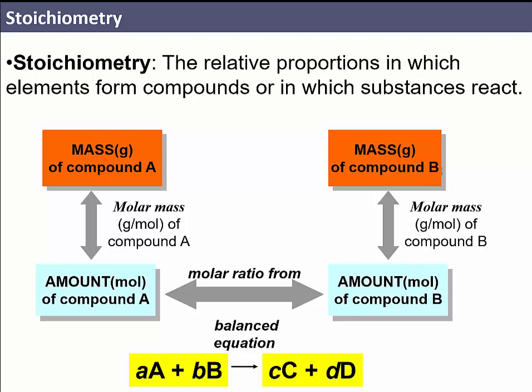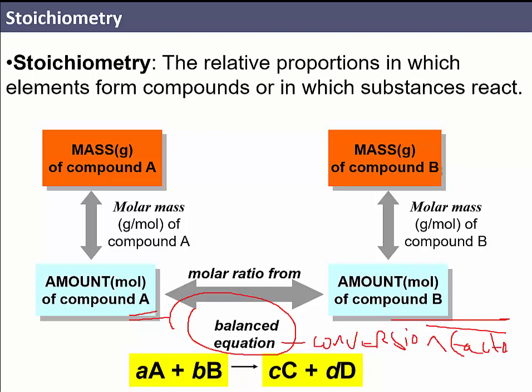So we've got this mass of compound A that we might be starting with. We can figure out how many moles of compound A we've got. We use our mole ratio that comes from our balanced chemical equation to tell us, if I've got so many moles of A to start with, how many moles of B will I end up with? So our balanced chemical equation becomes its own conversion factor. And it's going to give us the ratio of A to B to C to D.